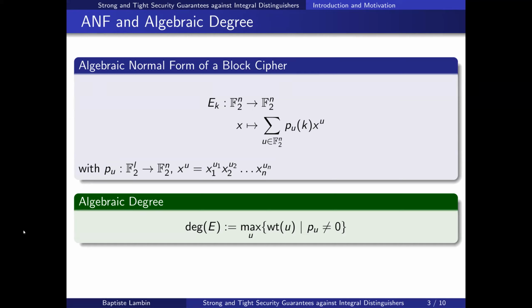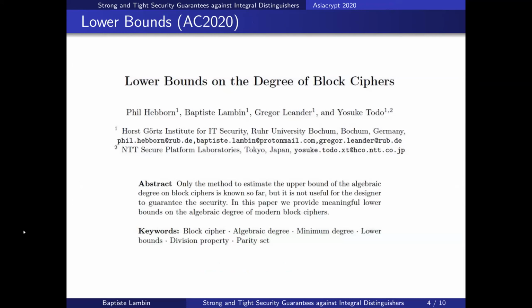The reason why this degree is interesting is that it's well known that if the degree is too low, then we get integral attacks. And so the first step to show that we have no integral attacks would be to show that the degree is high enough. This requires giving a lower bound on this degree. And we did that last year at Asiacrypt with the same authors. We gave for the first time some lower bound on the degree of block ciphers.